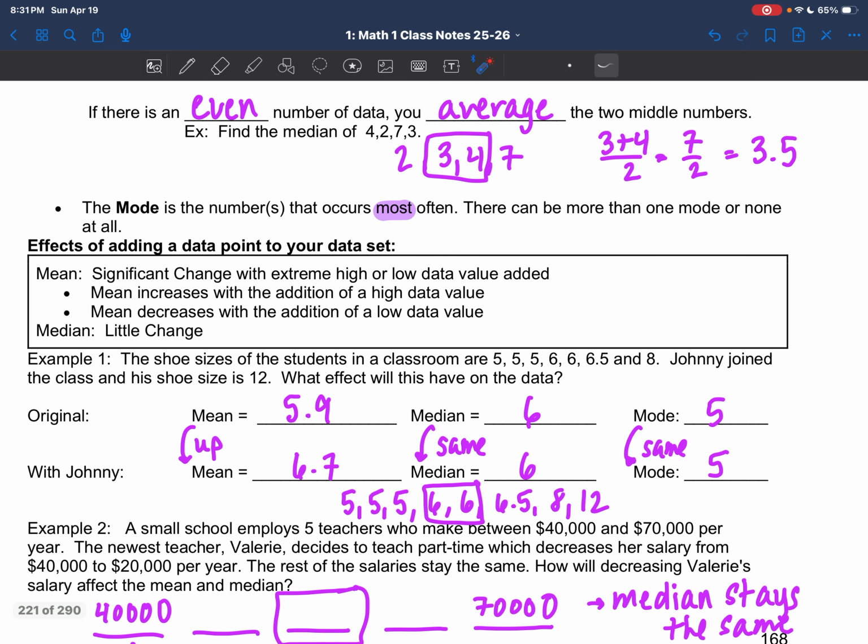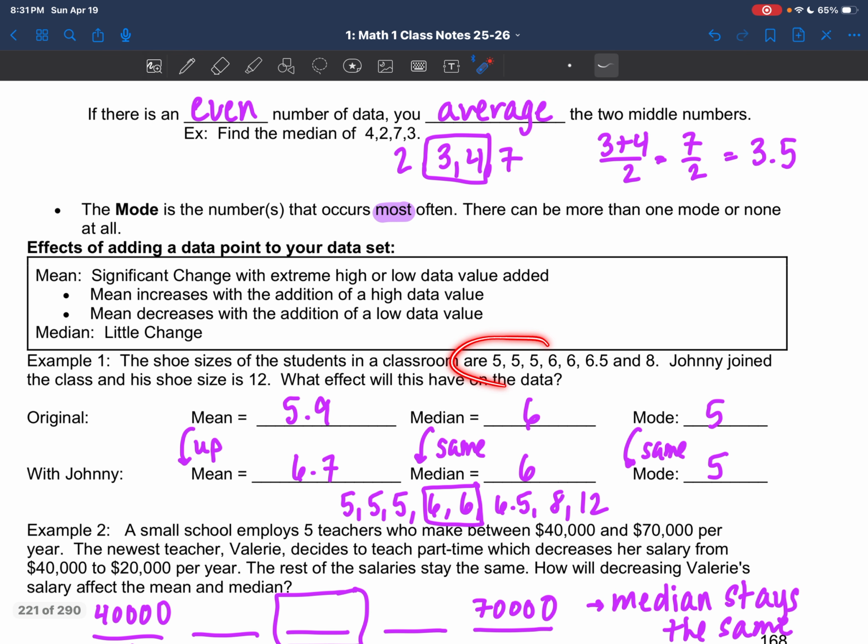So as an example, I found the mean by adding all of those together and then dividing by 1, 2, 3, 4, 5, 6, 7. So I added all those together, divided by 7, and I got 5.9. The median is just the middle, which would be 6. And then the mode is the number that shows up the most. So that's all I did there.